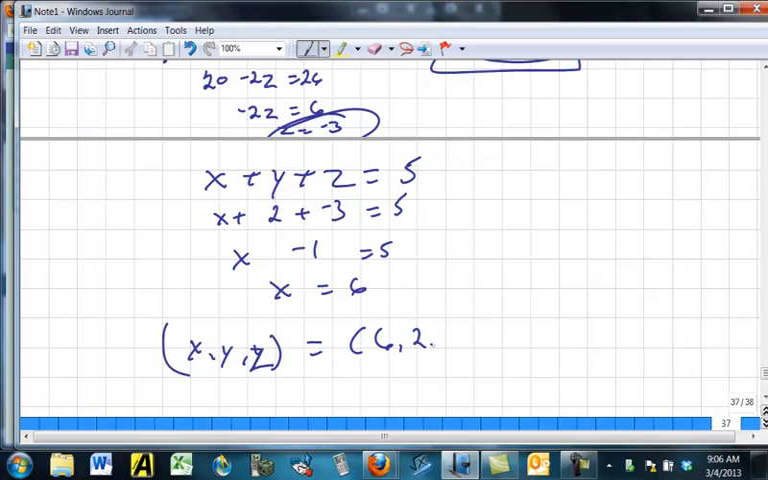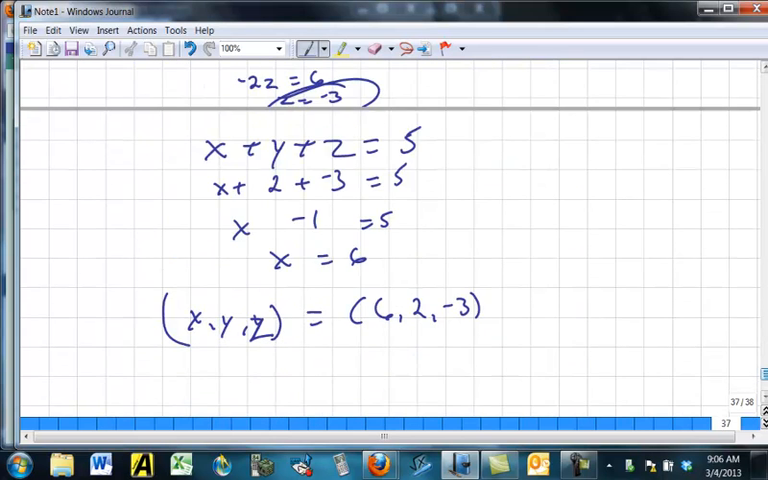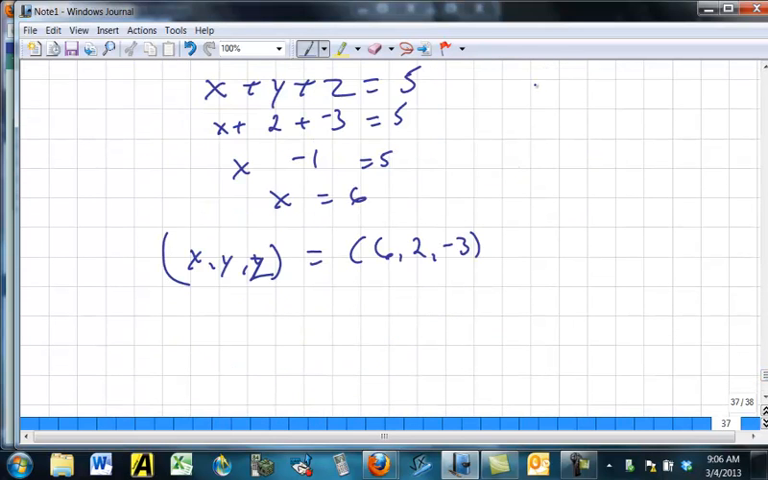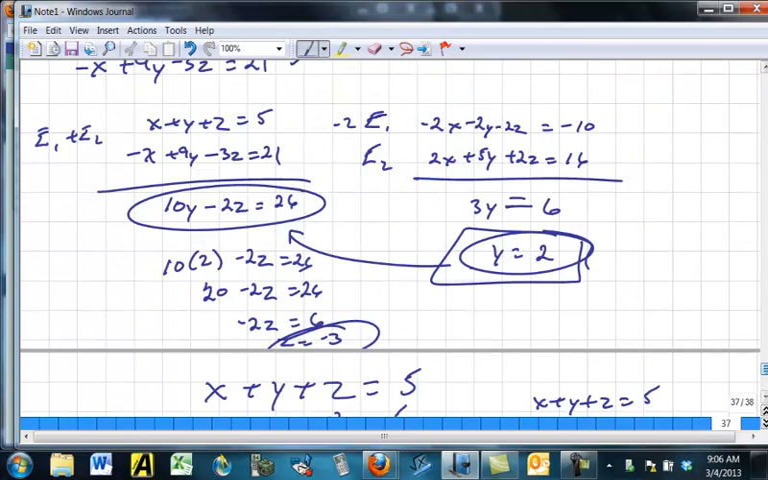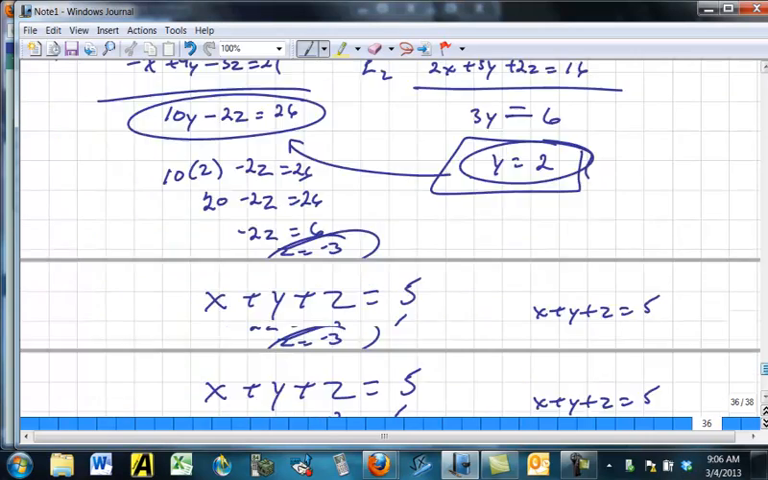2, negative 3. Now we're going to check this because it's very easy to make a mistake. So first check it in this one. X plus y plus z is supposed to be 5. So 6 plus 2 minus 3 is supposed to be 5. That's 8 minus 3. That's 5 equals 5. So it checks in the first one. Okay, let's check it in the next one. 2x plus 5y plus 2z.